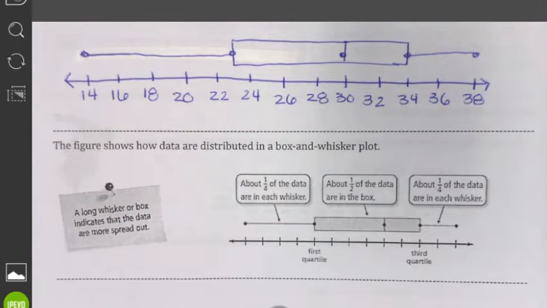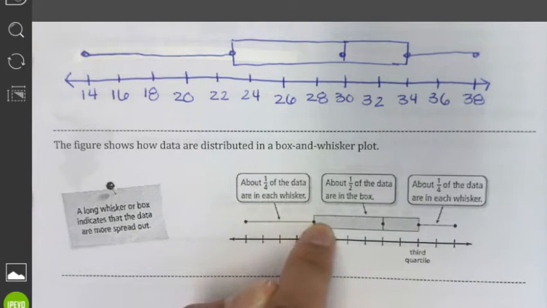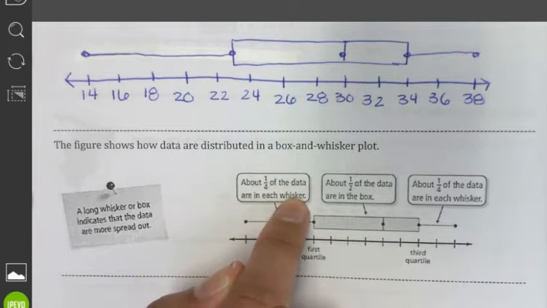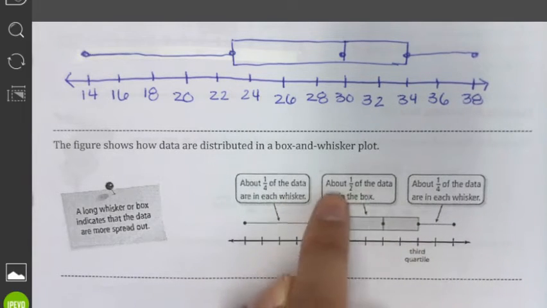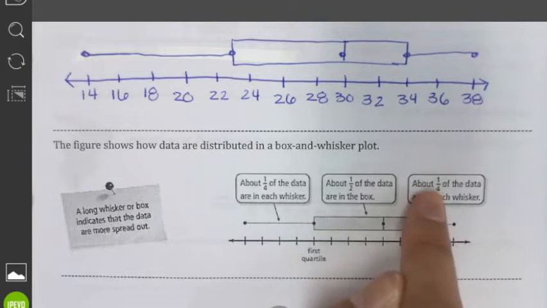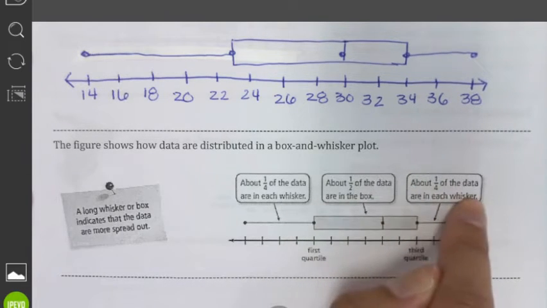The figure shows how data are distributed in a box and whisker plot. Now, we know when we found our quartiles, we were breaking the data up into fourths. So when we put it in this image, we are also creating fourths. So the first whisker takes up about a quarter of the data. The boxes together create about half of the data because each box is a quarter. And the last whisker also takes up about a quarter of the data.